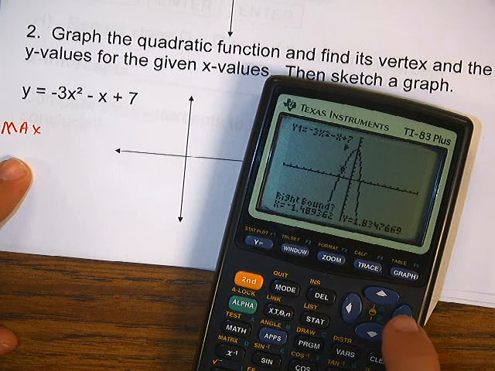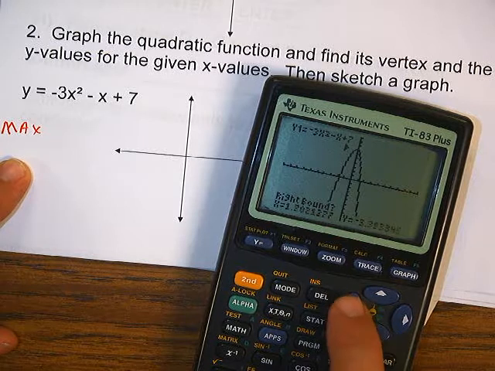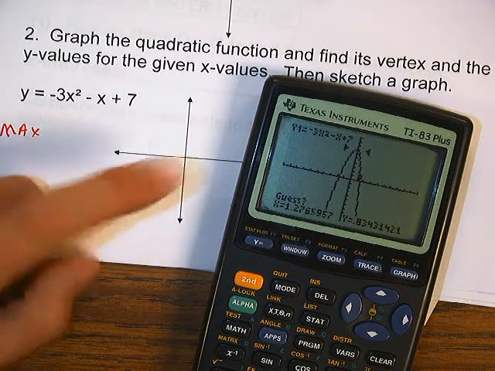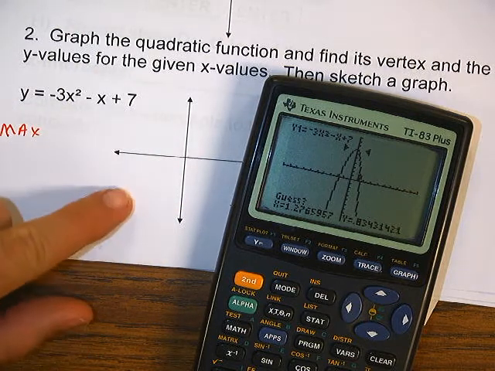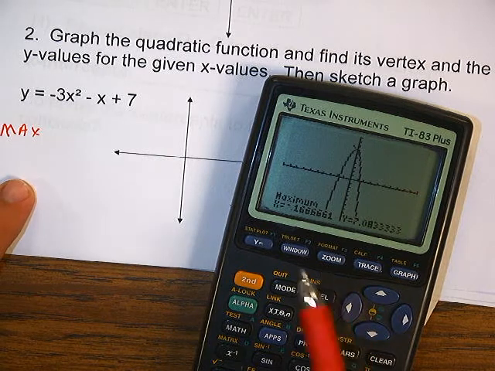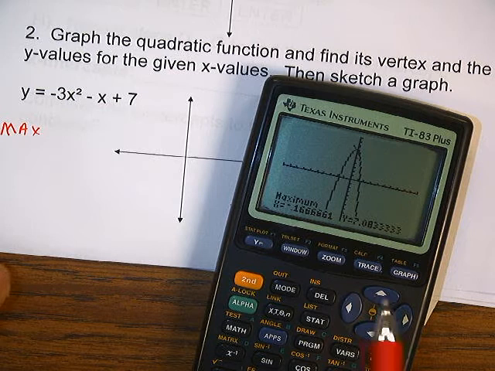Hit enter. It says right bound. Move the cursor somewhere to the right of the vertex. There it is. Hit enter. Now it says guess. I don't want to guess. I want it to tell me the answer. The vertex is at -0.17, 7.1.